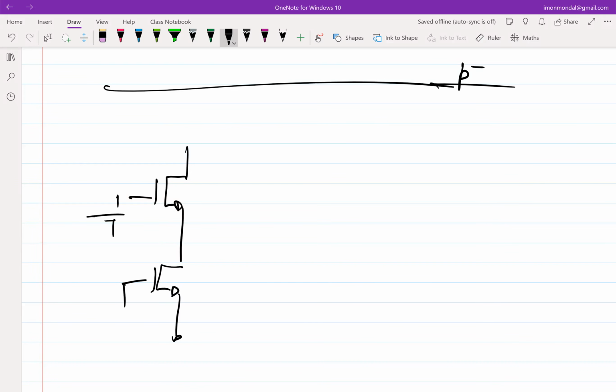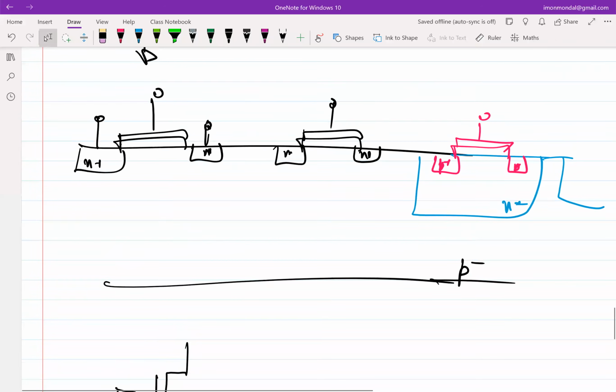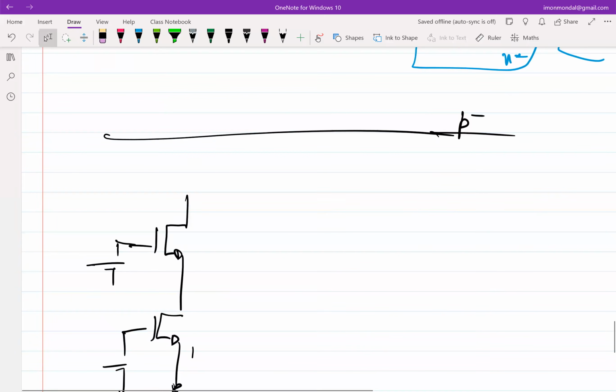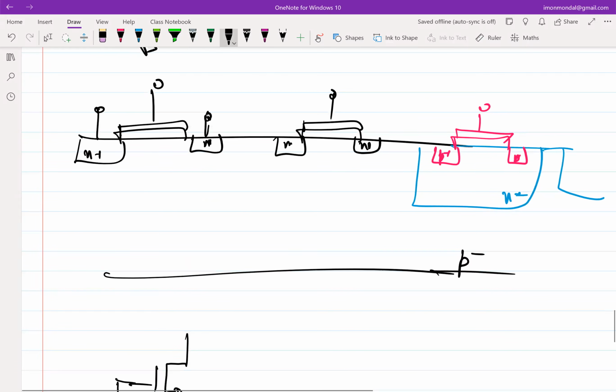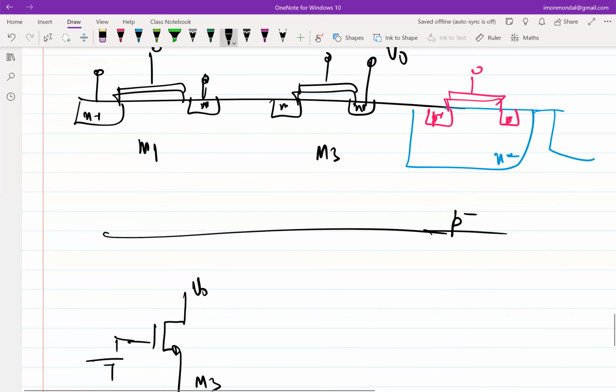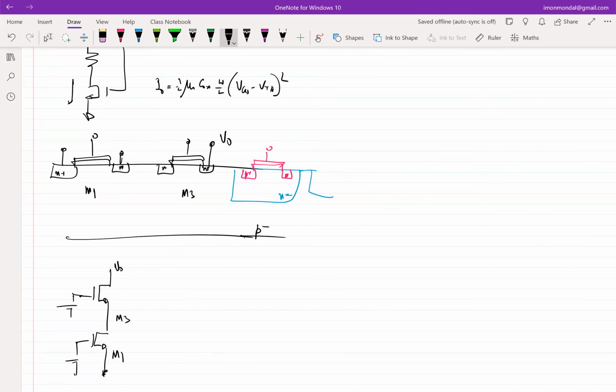These are biased. So let's assume this is M1, this is M3. Okay, and let's say this is V0. This is grounded, which is this ground. Okay, and the body is also connected to ground. So let's say this is a P plus, this body is connected.